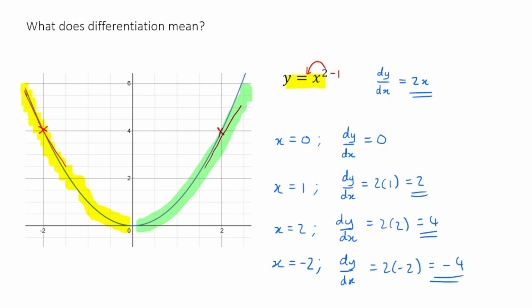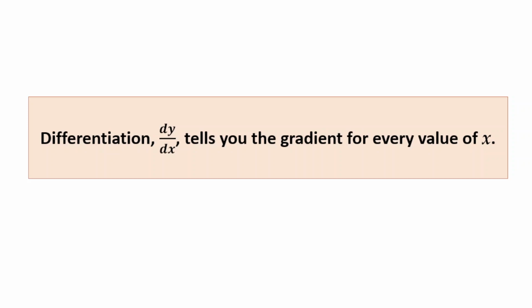So to recap, what is the big point? What's the key thing that you need to know? It is that differentiation tells you the gradient for every value of x. That's the key point there. Differentiation tells you the gradient for every value of x. So from this point onwards, every time you think about differentiation, you need to have in your mind gradient. What is differentiation? It is the gradient.